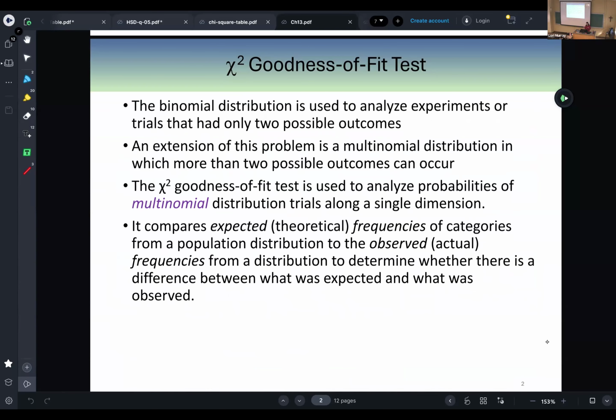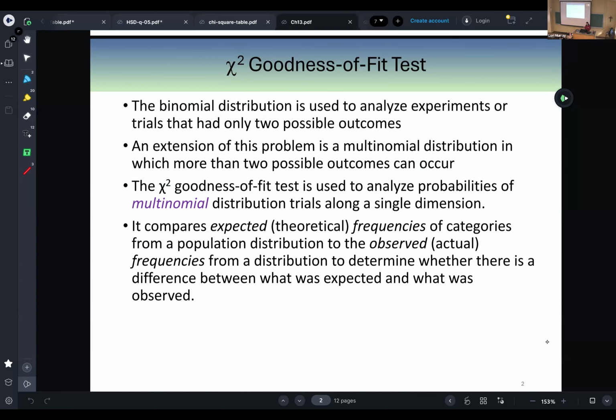Good, right, two outcomes. It could be pass or fail, success or fail, yes or no, any two outcomes. An extension of this is, what if we have more than two outcomes? We call it a multinomial distribution. So more than two outcomes can occur. And when we have that, we can run a test called the chi-square goodness of fit test. It's used to analyze probabilities of a multinomial distribution trials along a single dimension.